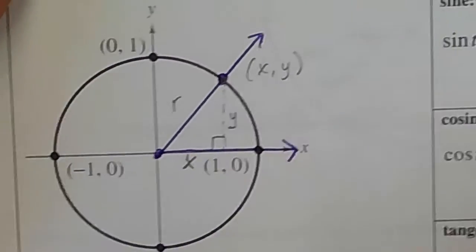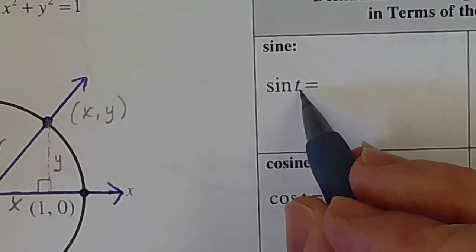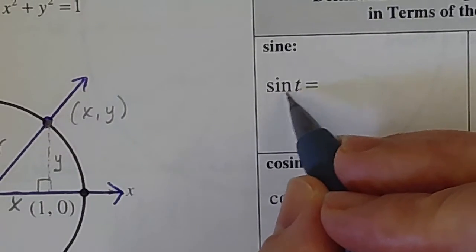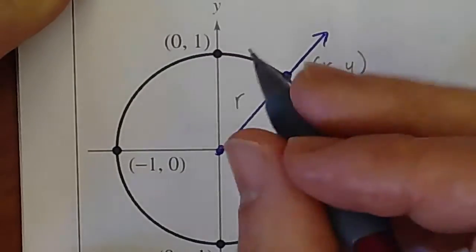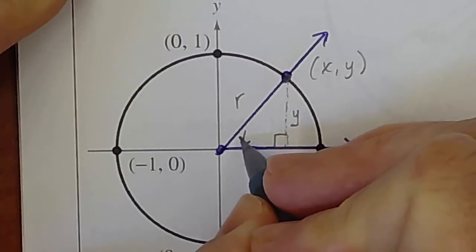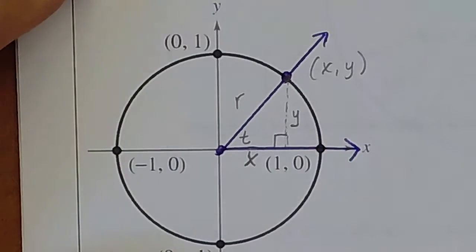All right, and let's just call, well, the definitions, they use t. Sometimes we call it theta. It doesn't really matter. It's just a variable. So sine of angle t or sine of angle theta is equal to what? So let's just call this angle inside here, nestled in here, t or theta, okay?